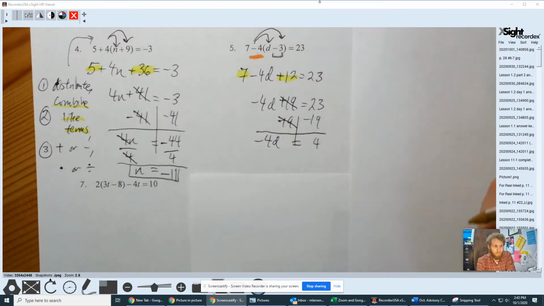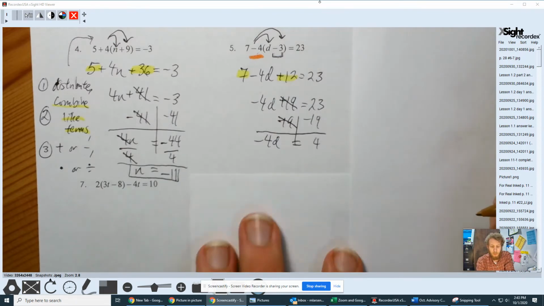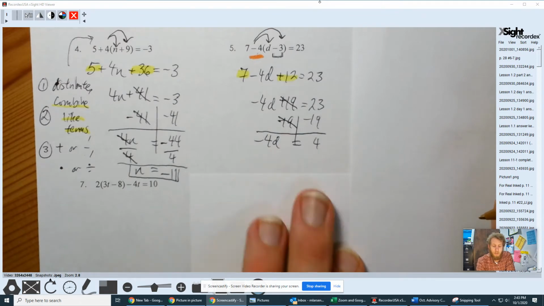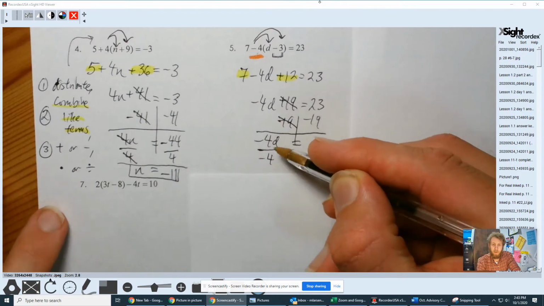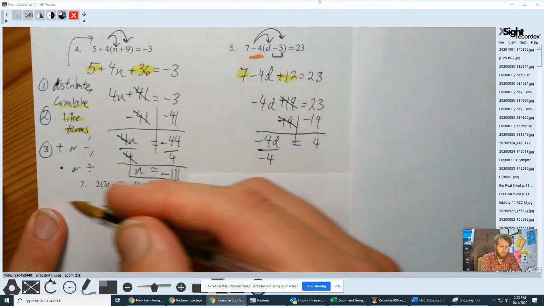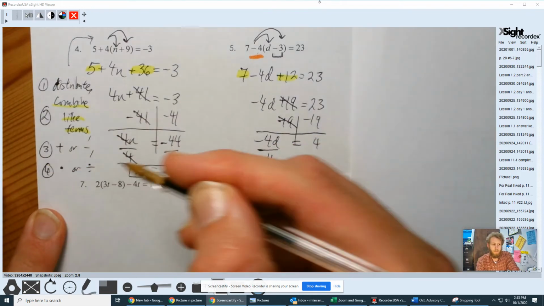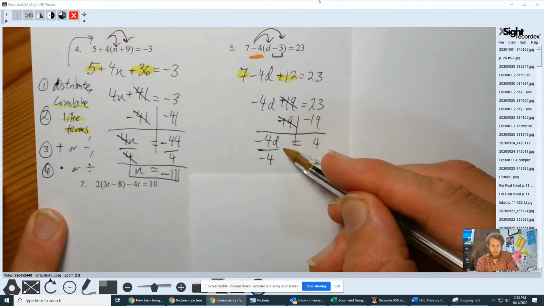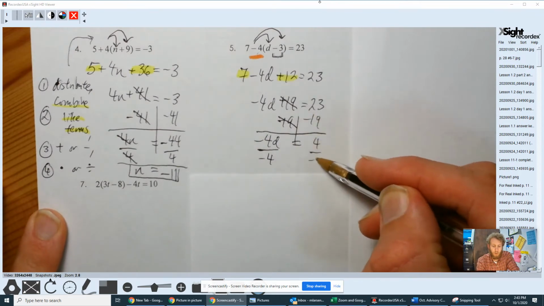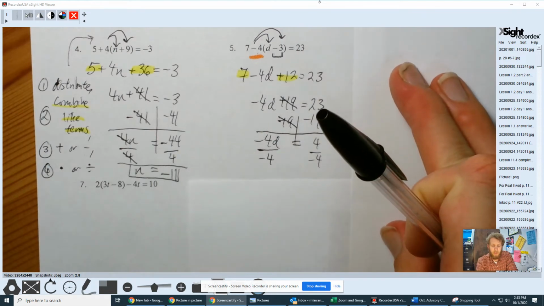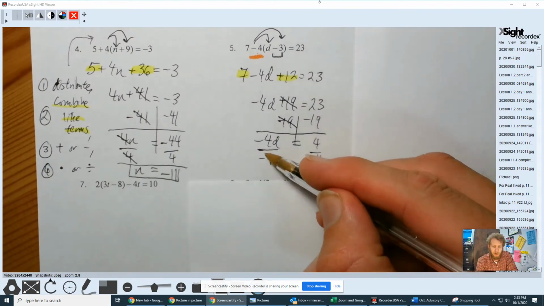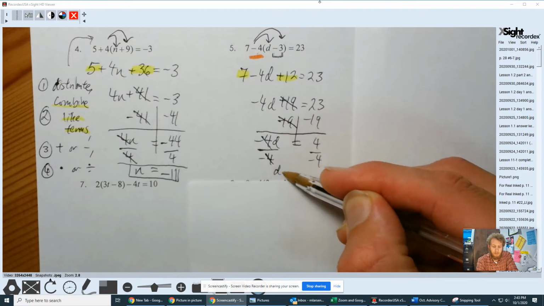Here's the last piece. -4d equals 4. I'm ready to divide both sides because this is being multiplied. So I'm able to divide both sides by -4. And at the very end, by dividing that, I have d only on the left.